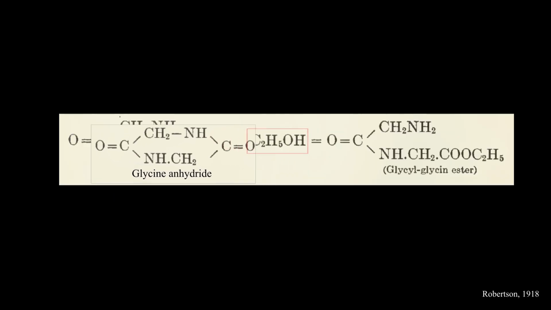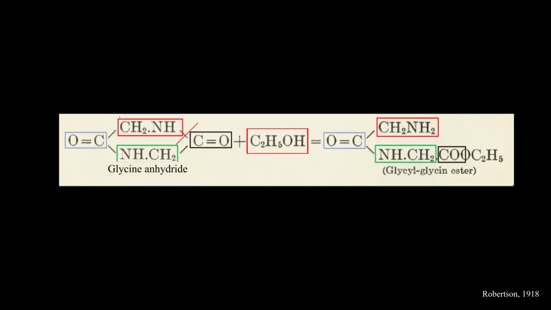So, he treated the molecule with ethanol, which produced the glycyl glycine peptide he wanted, but he also found that the reaction went through an intermediate molecule that readily condensed back to glycine anhydride, so the reaction was not very efficient.